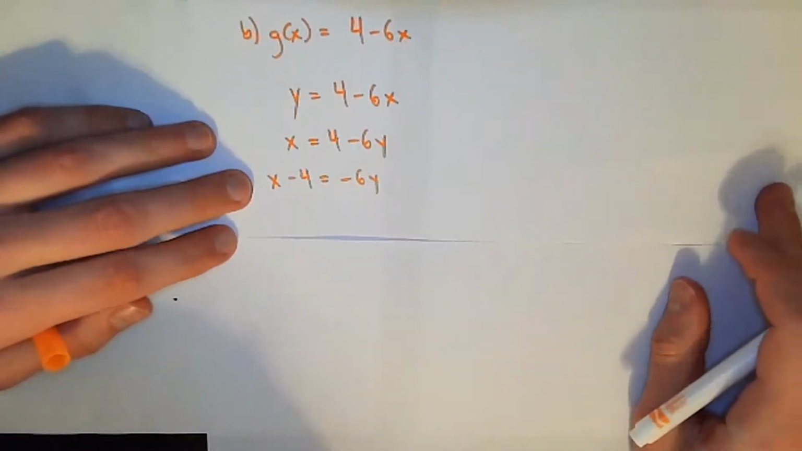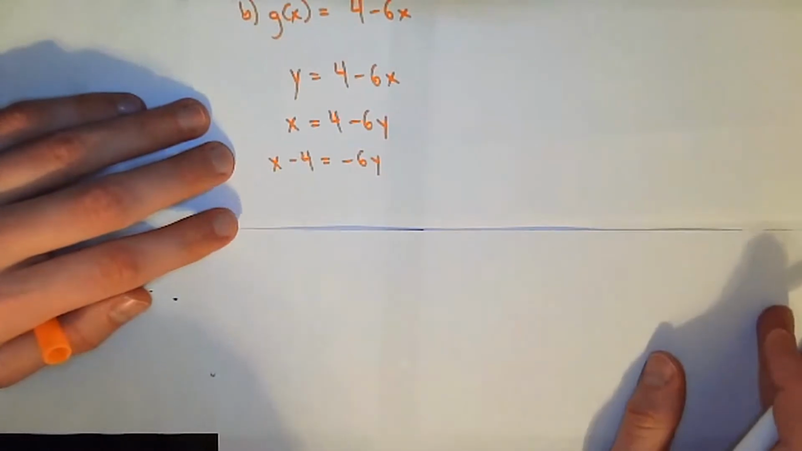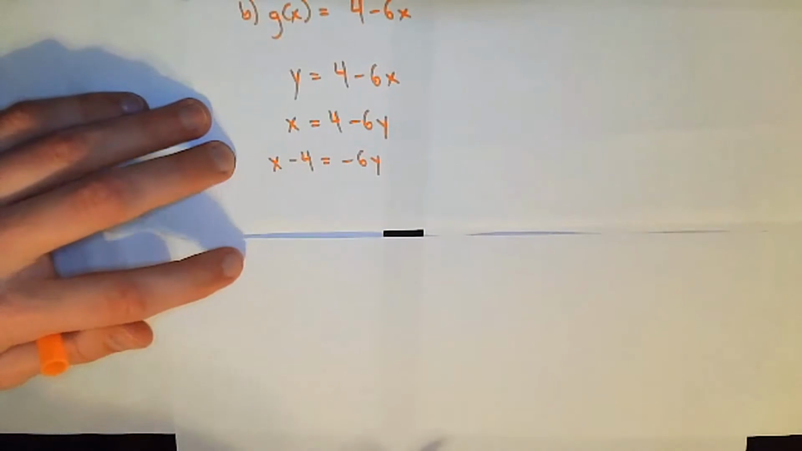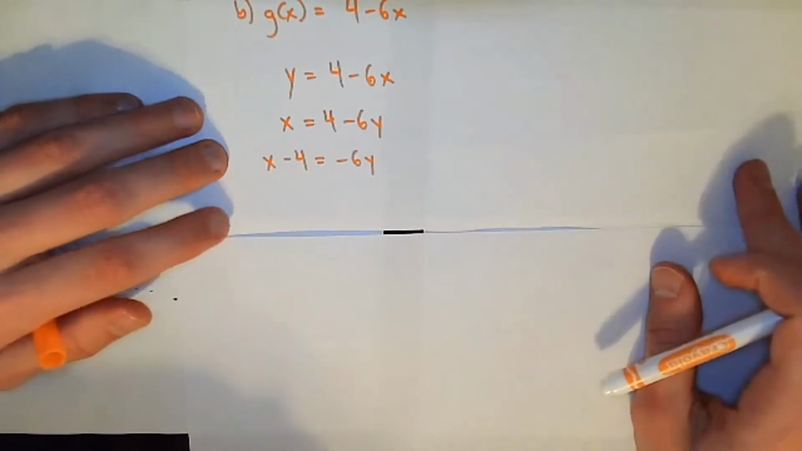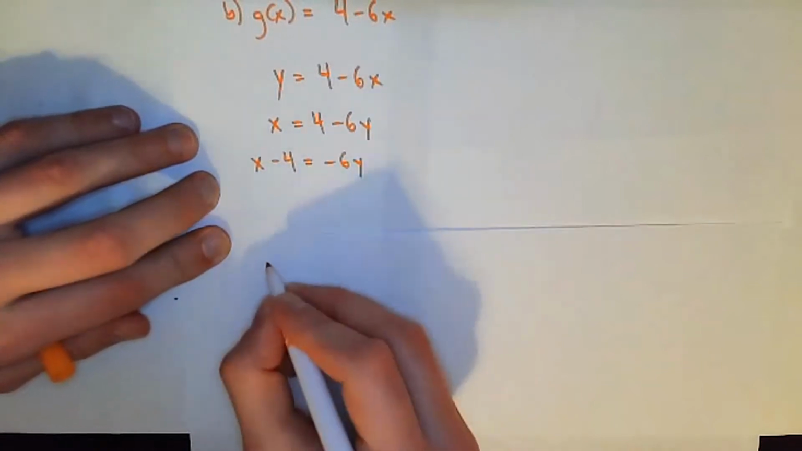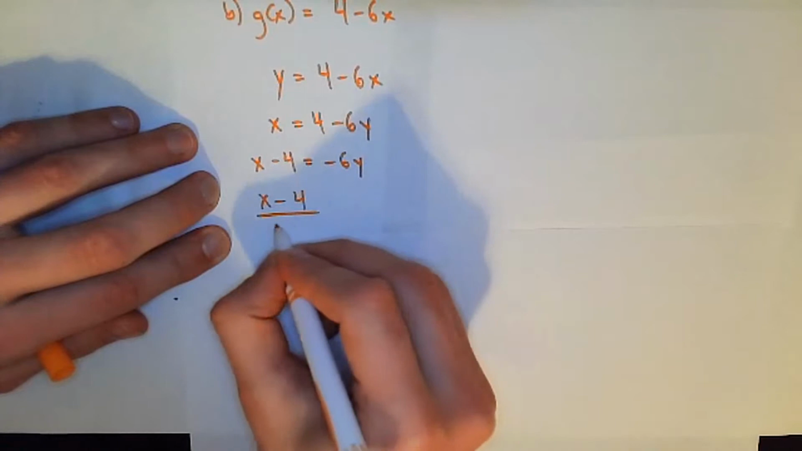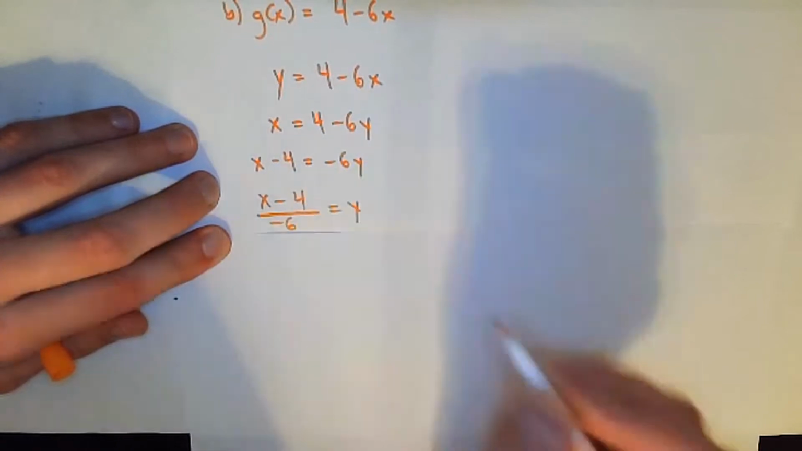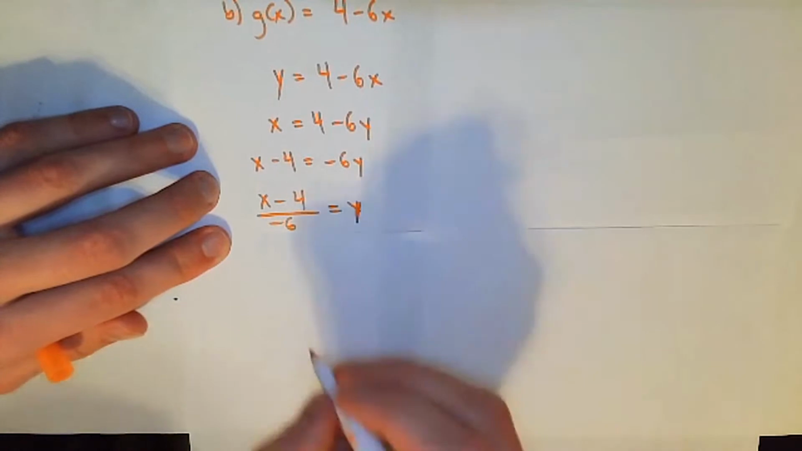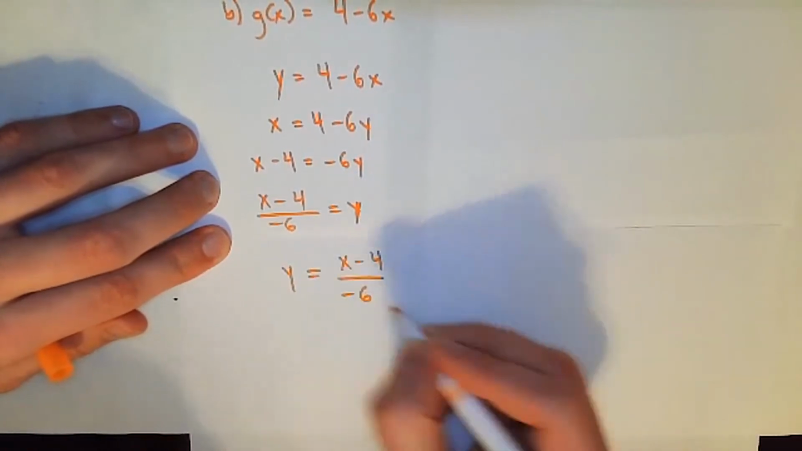Okay, subtracting 4 from both sides. The 6 is still negative. Divide by negative 6 on both sides. Sorry, this paper keeps scooting around on me. So, can I fit it here? Yes, x minus 4 all over negative 6 is equal to y. So y is equal to x minus 4 all over negative 6.